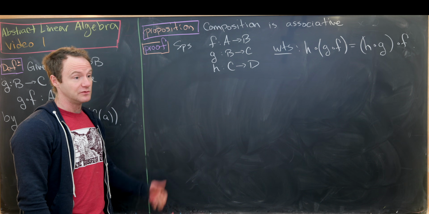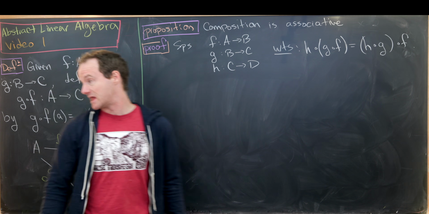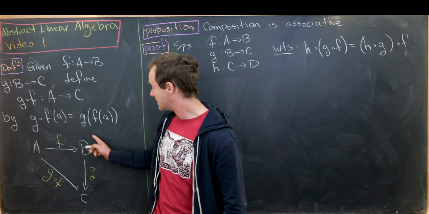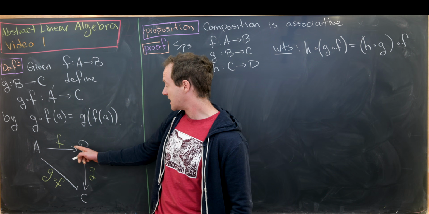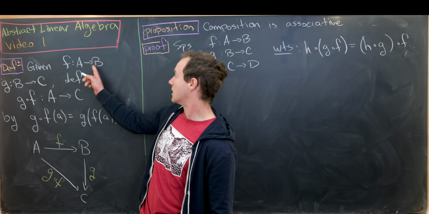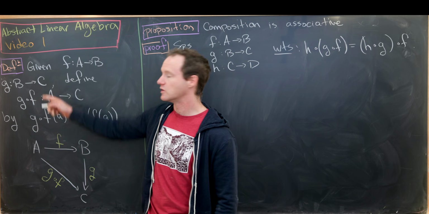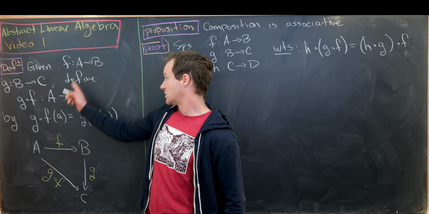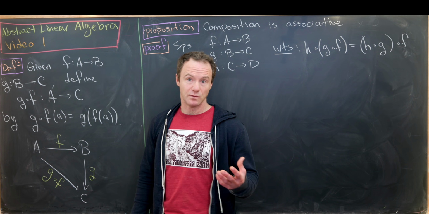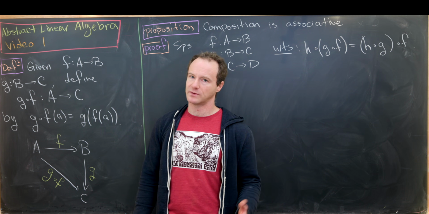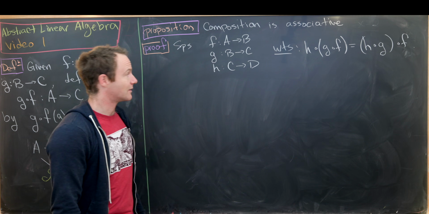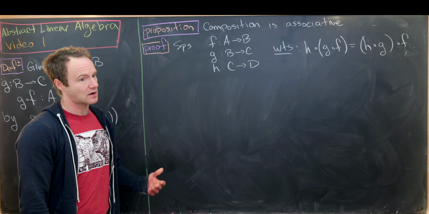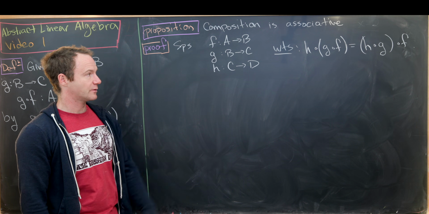And in fact, commutativity may not even make sense because we need this middle set to line up with the codomain of f and the domain of g. And so if A is equal to C, then we could compose them in the opposite order, but we can't always compose them in the opposite order. And when we can, it's often not commutative. So that's what we'd like to show.